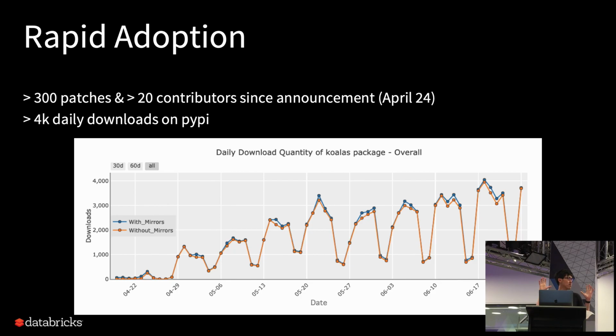There's the PyPI, the Python Package Index, download stats I'm showing you on the screen here. You can clearly see data scientists don't work on weekends. But it's growing. It's actually going over 4,000 downloads every day on PyPI. So there's a lot of demand. People really, I think, like this.